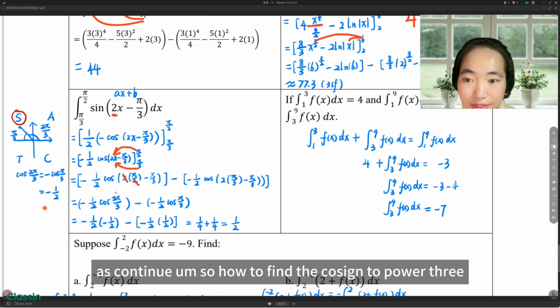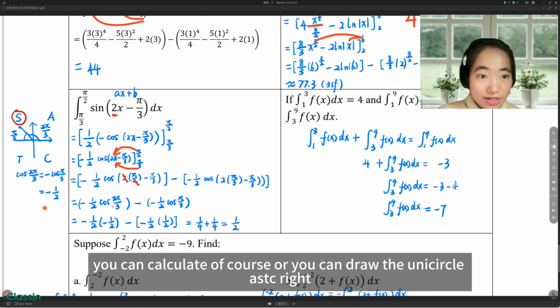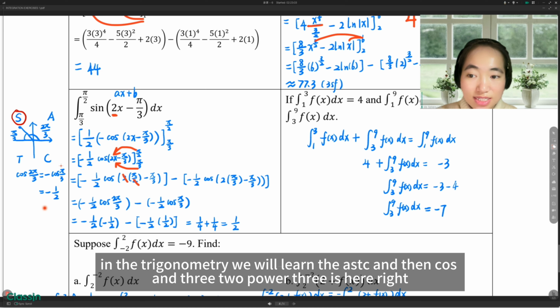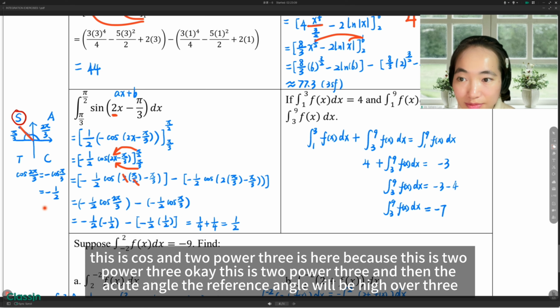And let's continue. So how to find cosine 2 pi over 3? You can use a calculator, of course, or you can draw the unit circle, ASTC, right? In trigonometry, we will learn the ASTC. And then cosine 2 pi over 3 is here, right? Because this is 2 pi over 3, okay? This is 2 pi over 3. And then the acute angle, the reference angle will be pi over 3, right?